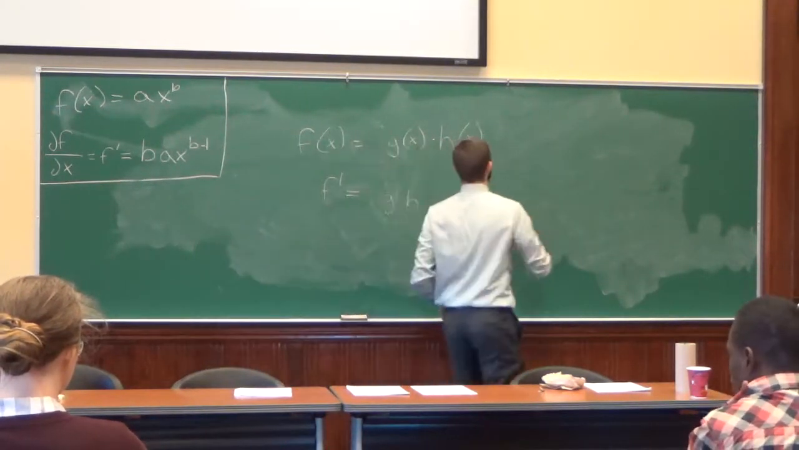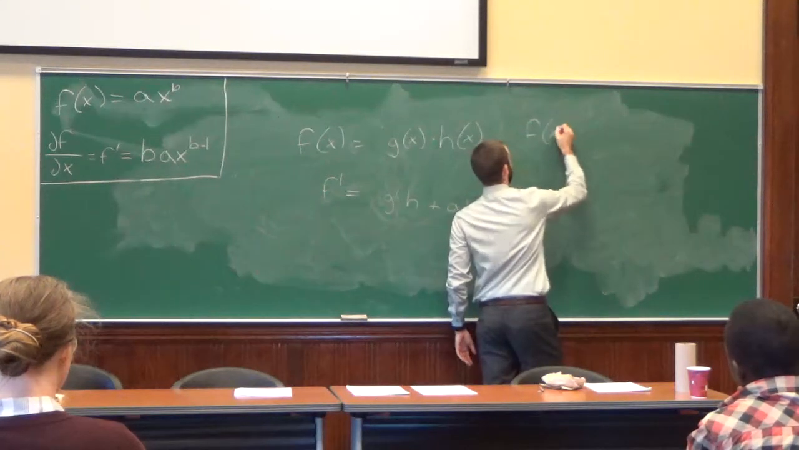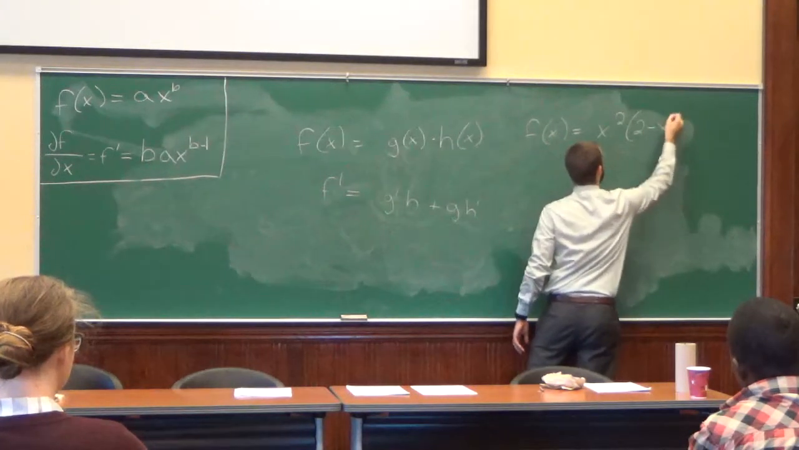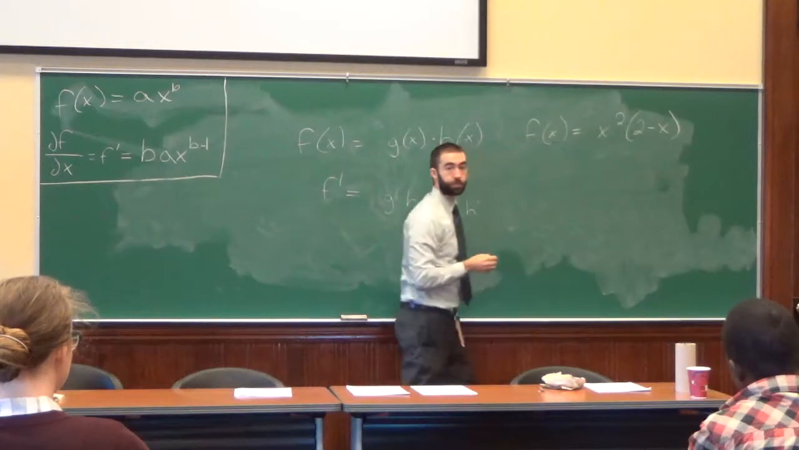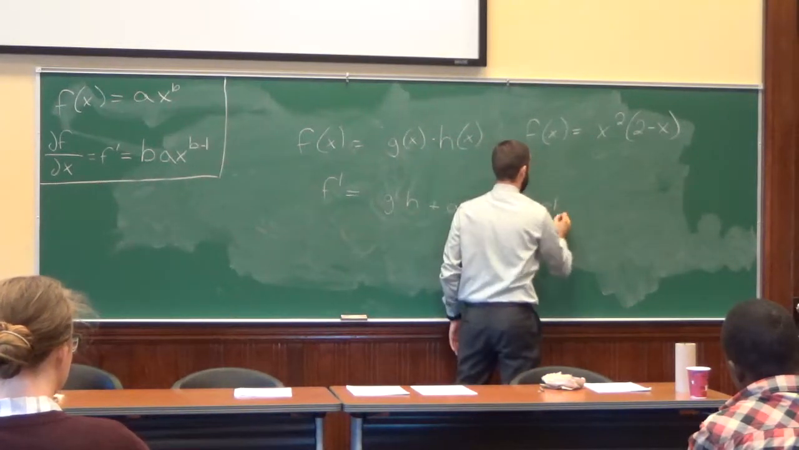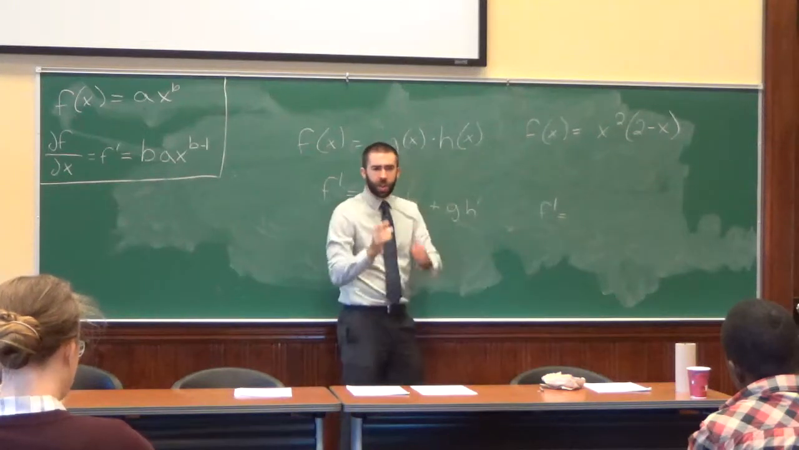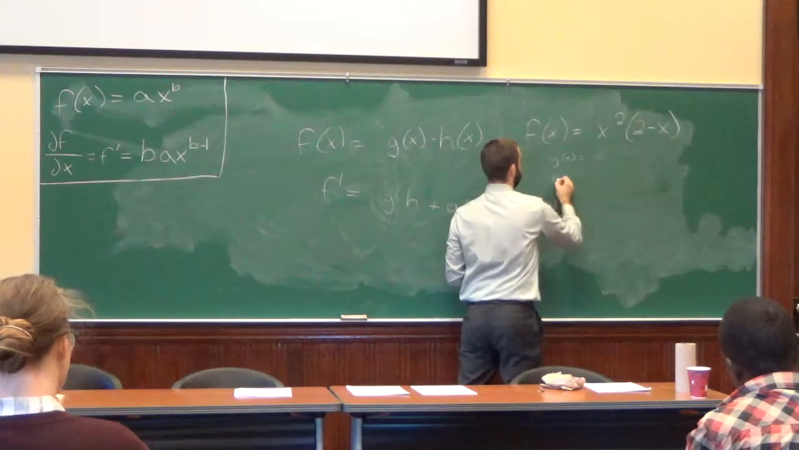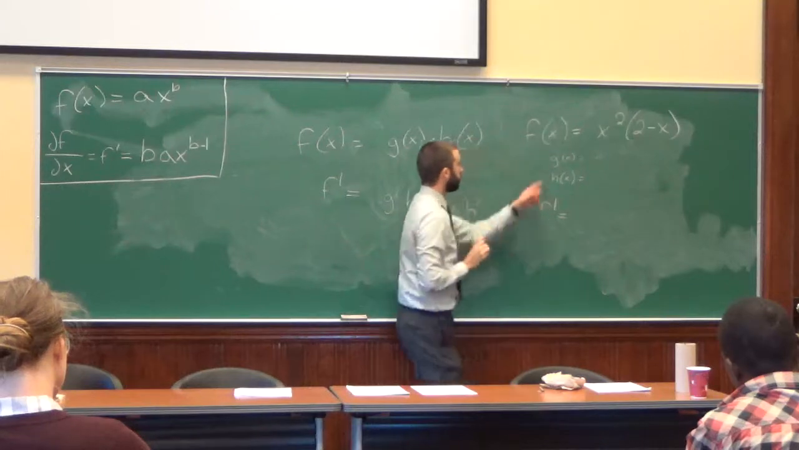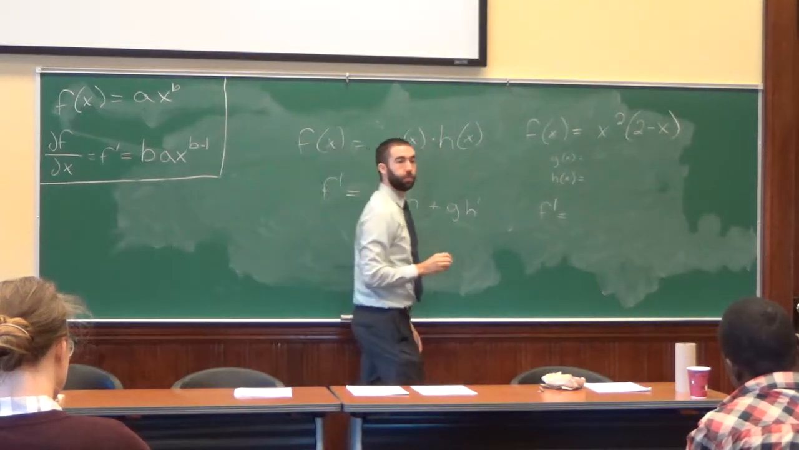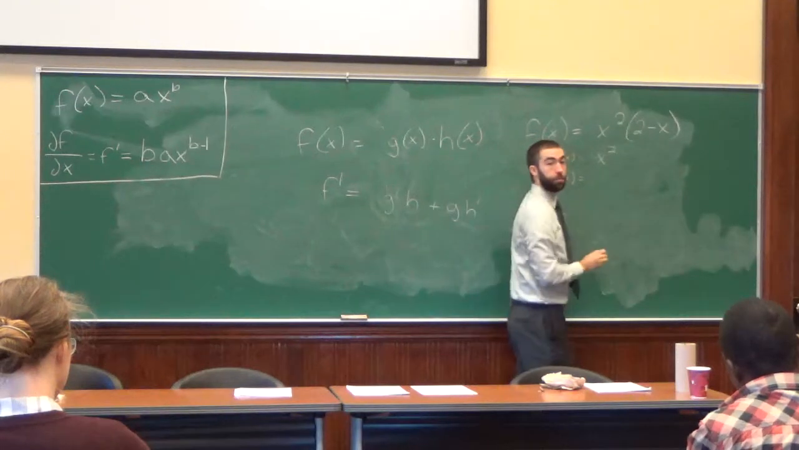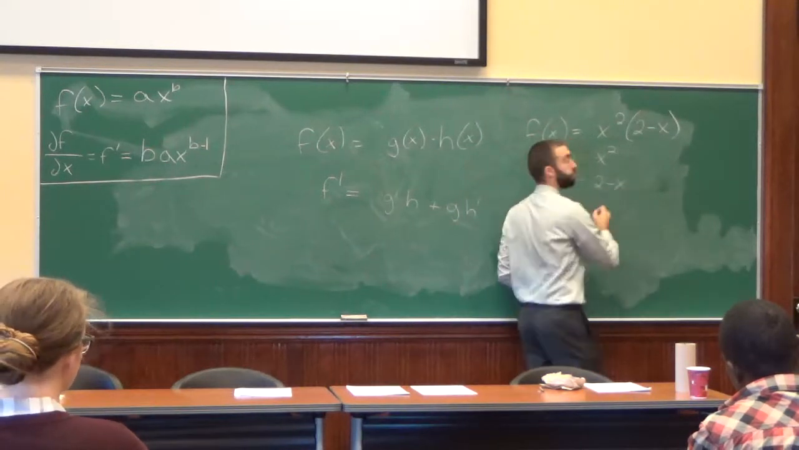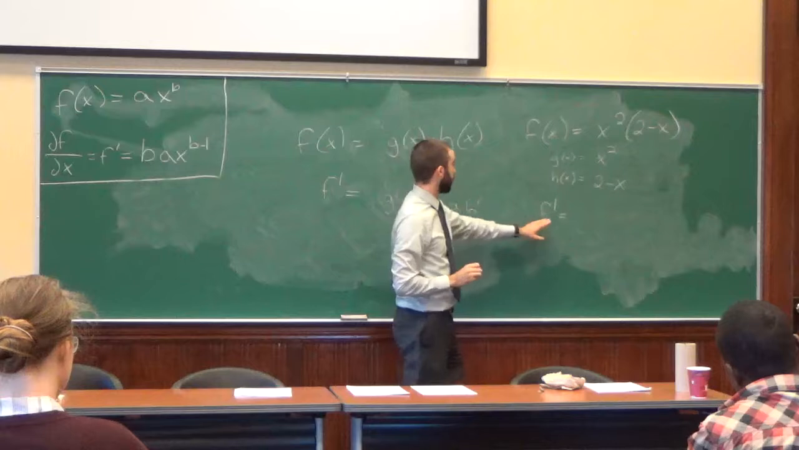Let's do a practice. All right. F of x equals x squared times 2 minus x. I want to know the derivative. But first, let's just identify what the functions are. G of x is what, and h of x is what? Lori, what's g of x? X squared? Yeah. H of x is? 2 minus x. Okay, perfect.